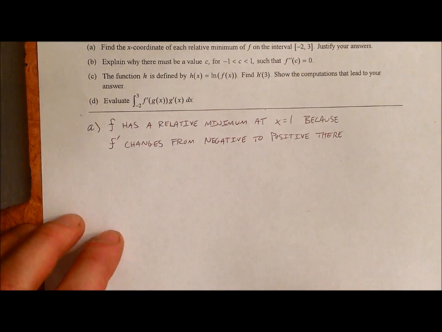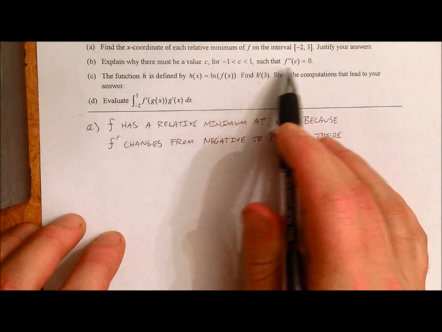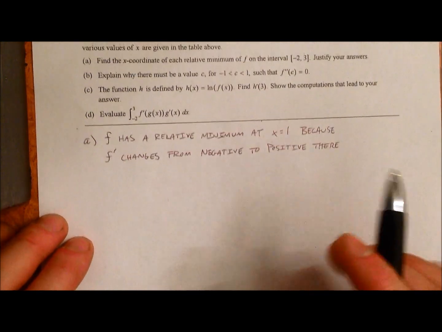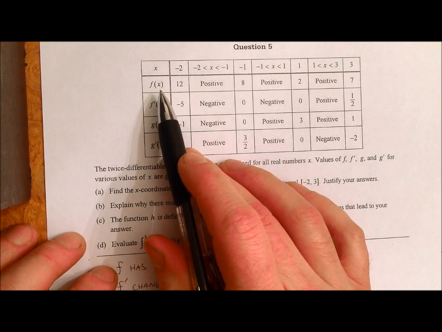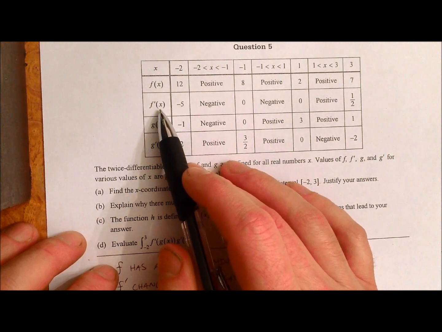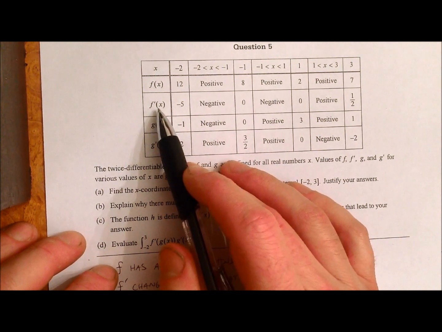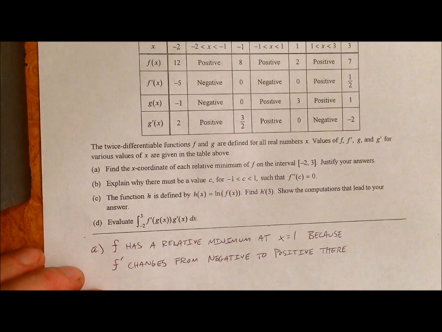For part B, explain why there must be a value c on that interval such that f double prime of c is 0. This is clearly a mean value theorem question. The reason being, you're not told anything about f double prime in the problem. You're told information about f and f prime. F double prime is the derivative of f prime. So that means you're getting into the instantaneous rate of change of f prime having to be equal to the average rate of change of f prime on an interval. So clearly a mean value theorem question.